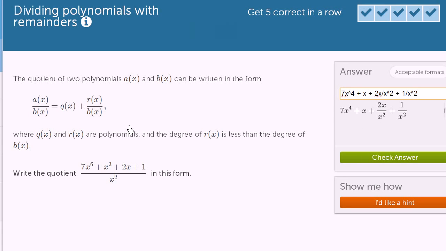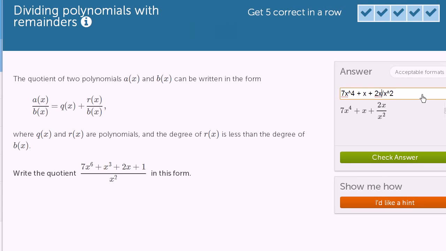They want us to write it as q of x, and you could view that as 7x to the 4th plus x. And then they want us to write plus r of x over b of x. So plus some polynomial over x squared in this case. So instead of writing it as 2x over x squared plus 1 over x squared, we could just write it as 2x plus 1 over x squared.